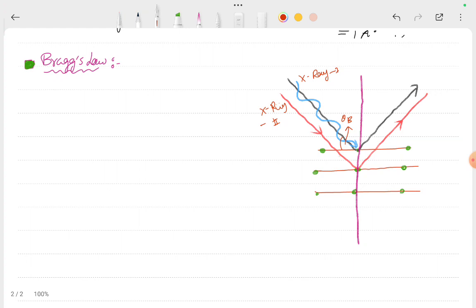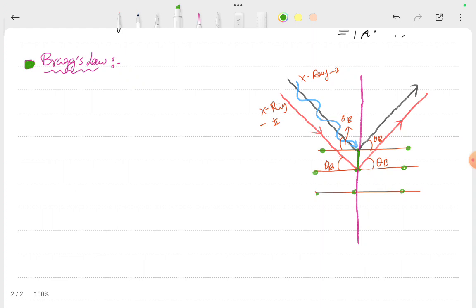Similarly, this electromagnetic wave is also incident on the crystal plane at theta B, and then diffracted in a direction with the same angle, also theta B. This is also the angle theta B.